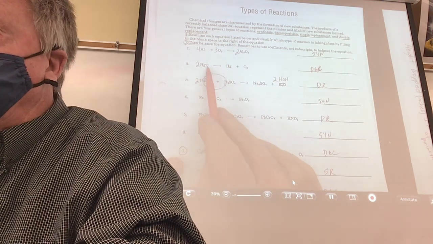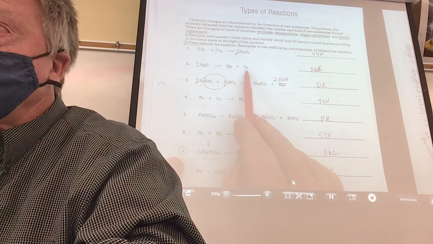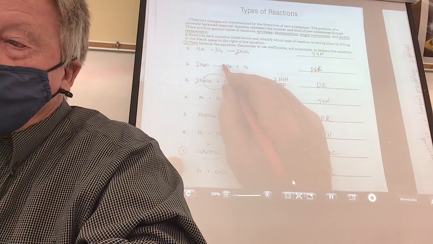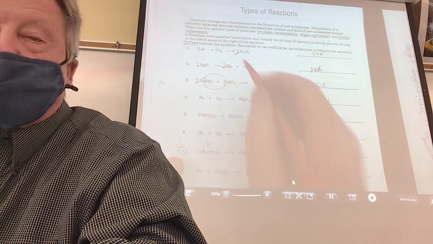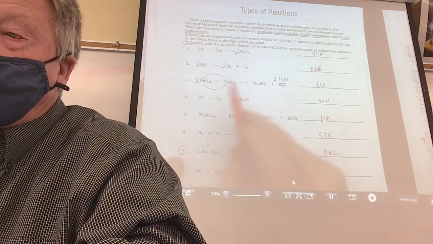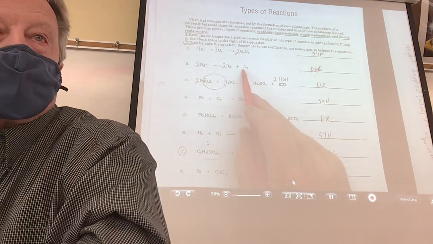2 times O1 is 2 O's, right? Yes. 2 O's. But now we have 2 mercuries and 1 mercury, so we need to put a 2 in front of the mercury. All right, now can you reduce this? Ooh, it looks like you could, but you know what? There's a 1 there. As long as anybody has a 1 coefficient, you can't reduce it, can you?